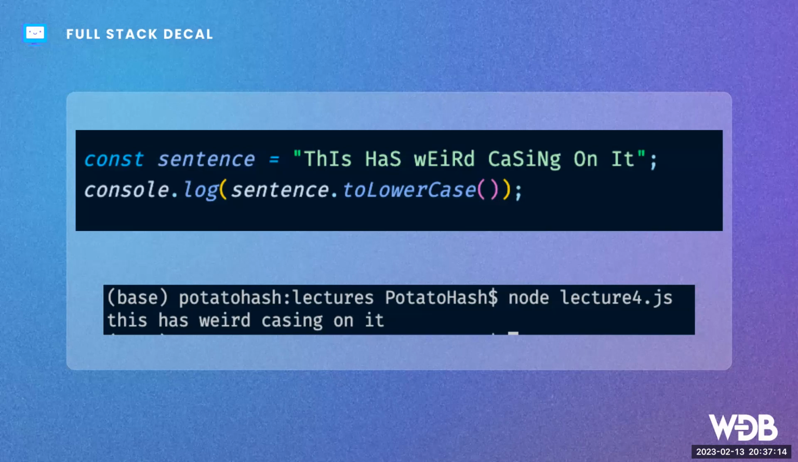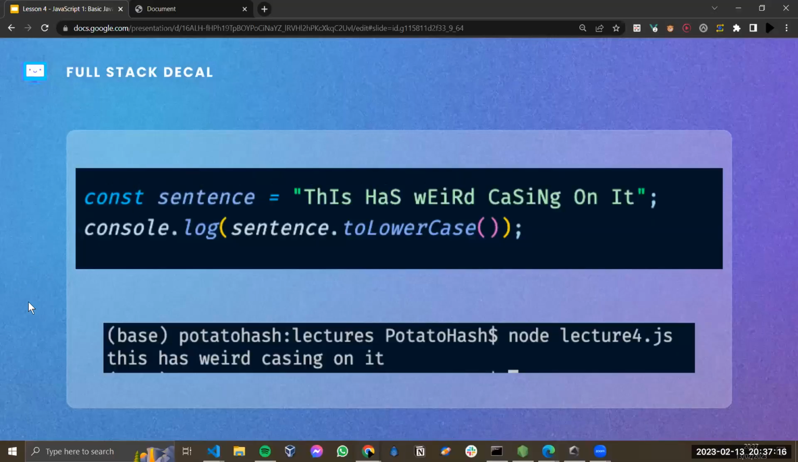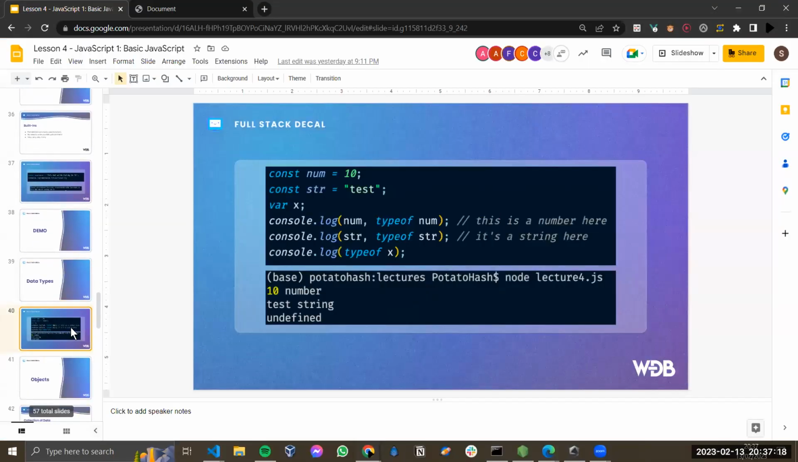For example, toUpperCase, you can do that too. And there's just a lot of stuff you can do. Basically, every time you need to do something, search it up to make sure JavaScript doesn't have just a function for it. Data types.